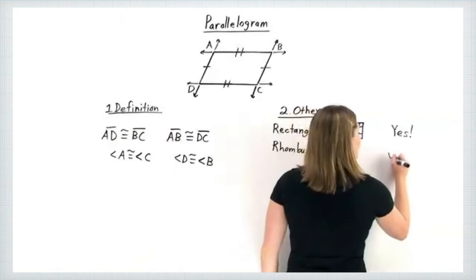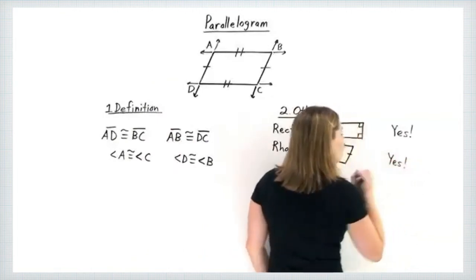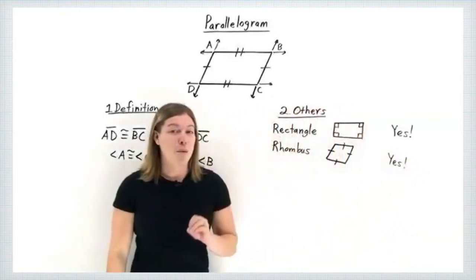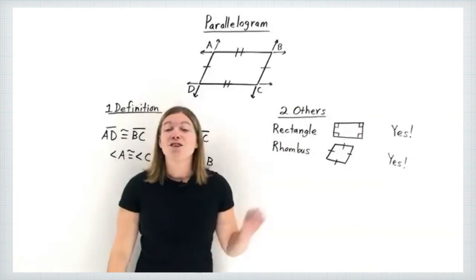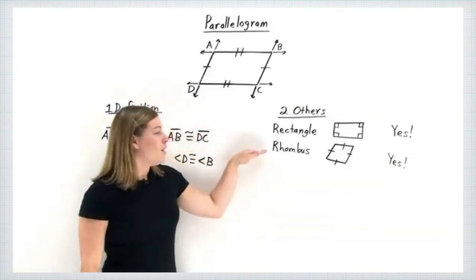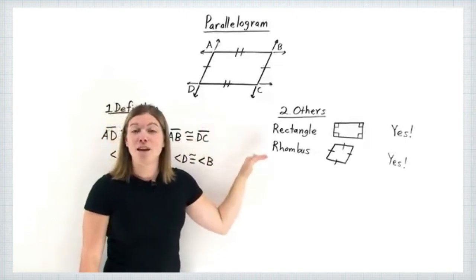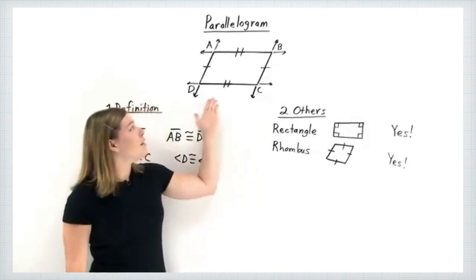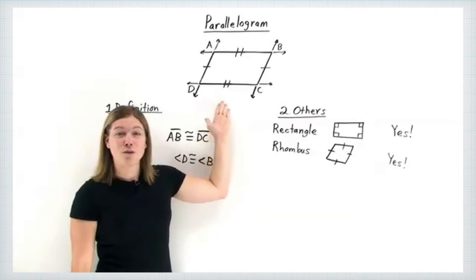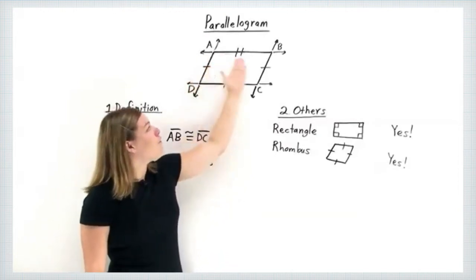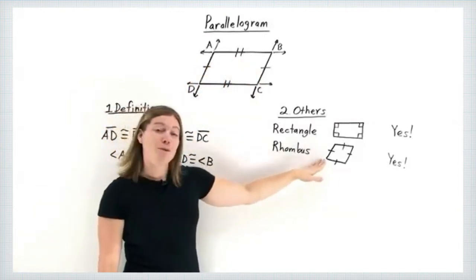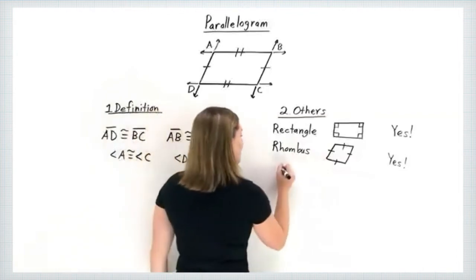So that means that yes, a rhombus can be classified as a parallelogram. Now, just like we had with the rectangle, every rhombus is a parallelogram, but not every parallelogram is a rhombus. Here, this parallelogram is not considered a rhombus. Not all four sides are the same length, the requirement to be a rhombus.